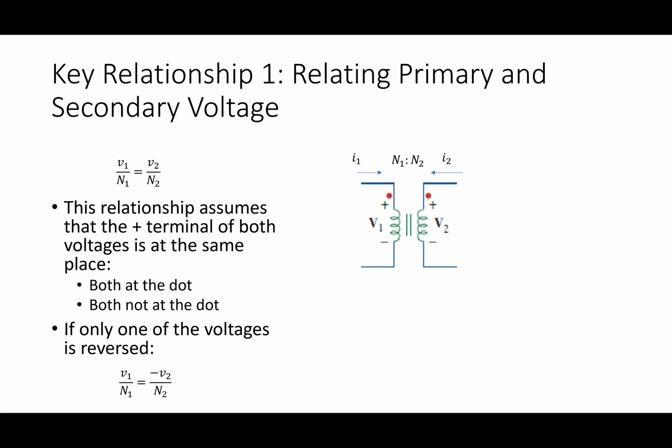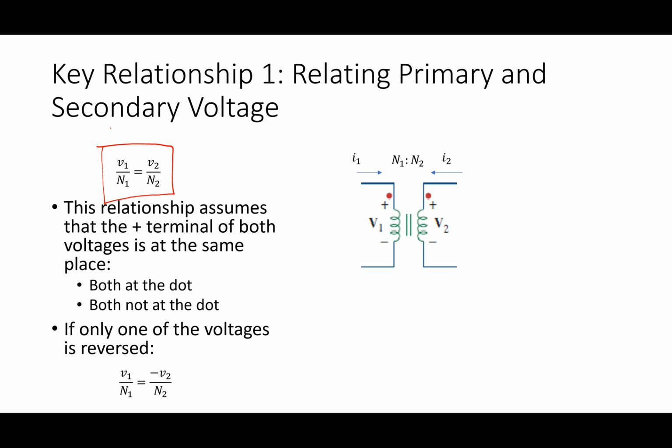So I showed and derived a little bit in the notes that I posted this relationship here, which is to say that the voltage on the primary divided by the number of turns on the primary is equal to the voltage on the secondary divided by the number of turns on the secondary. So V1 over N1 equals V2 over N2.